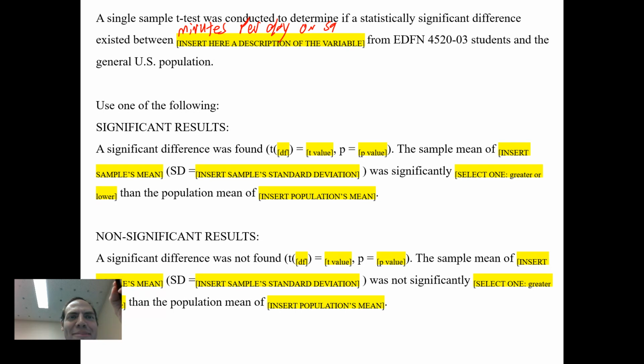All right. Minutes per day on social media from EDFN4520 students in the general US population. So which one should I use? Significant results or non-significant results? Very good. So yeah, if you're not going to use it, if you left it, it's okay. I won't deduct or give you a penalty.